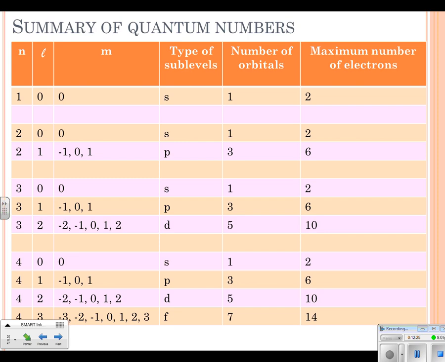And just a quick summary chart. So it kind of goes through if N is 1, 2, 3, or 4, the possible L's, the possible M's. Sublevel, remember, relates to L. Okay, so L tells you sublevels. Okay, number of orbitals relates to how many M values there are. Okay, and remember the maximum electrons is going to be your orbital number times 2 because we get 2 electrons in each orbital. Okay, so that's the lesson on quantum numbers.